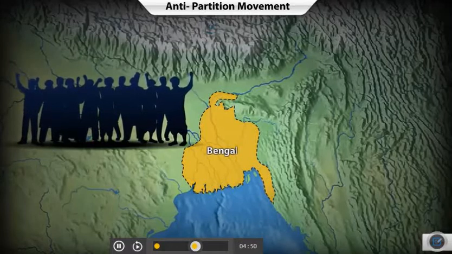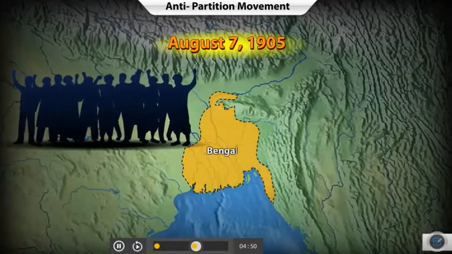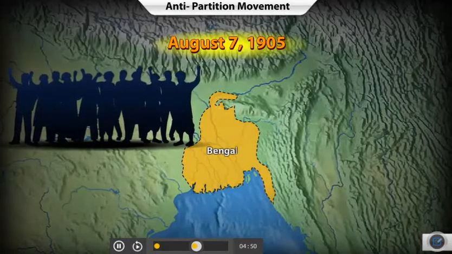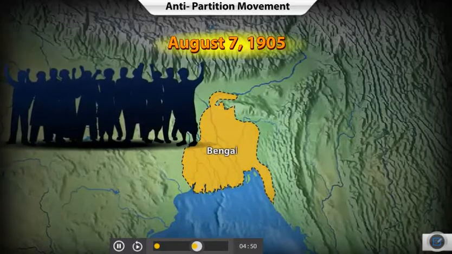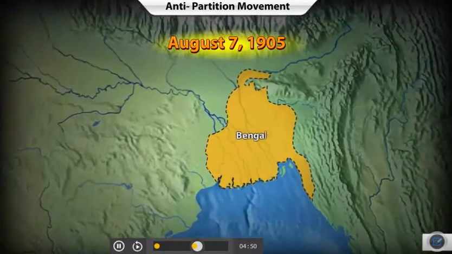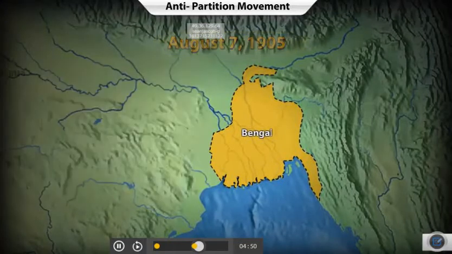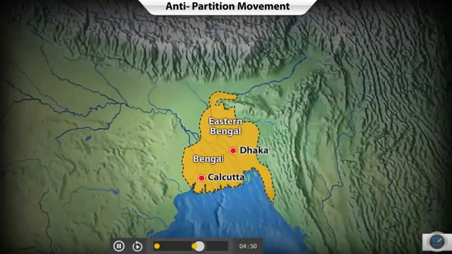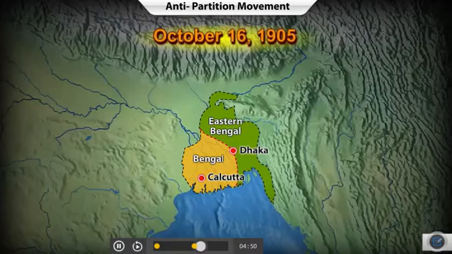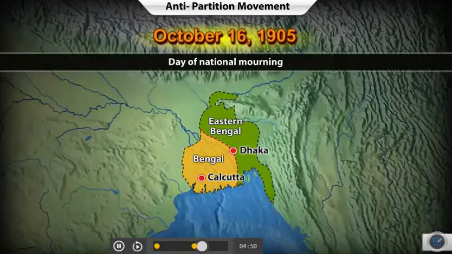The anti-partition movement was started on August 7, 1905. On this day, a large crowd staged a demonstration at the town hall in Calcutta. The British, paying no heed to the Indian sentiments, partitioned Bengal on October 16, 1905. This day was observed as the day of national mourning throughout Bengal.